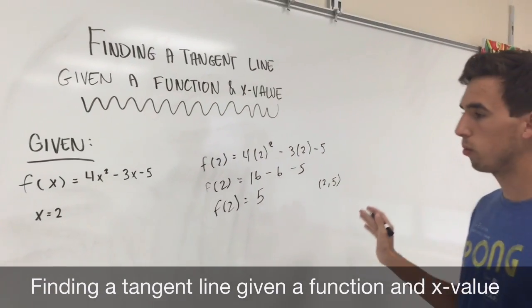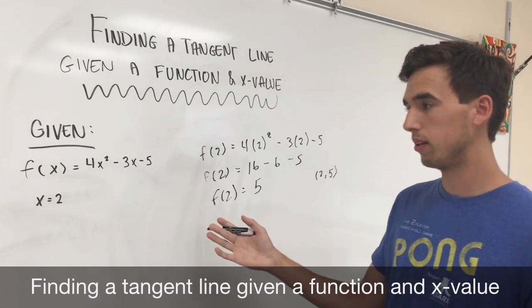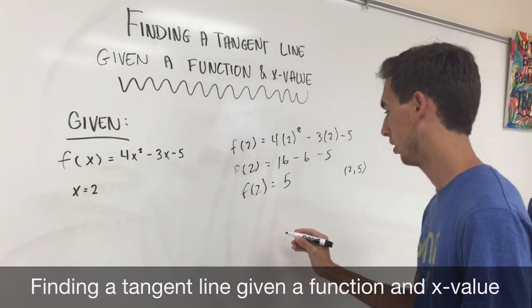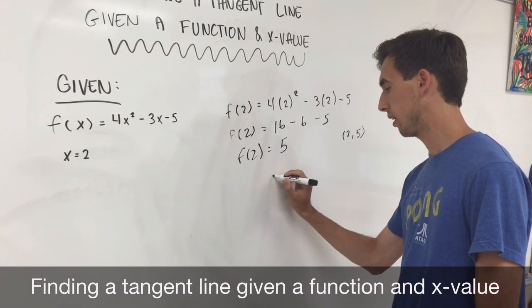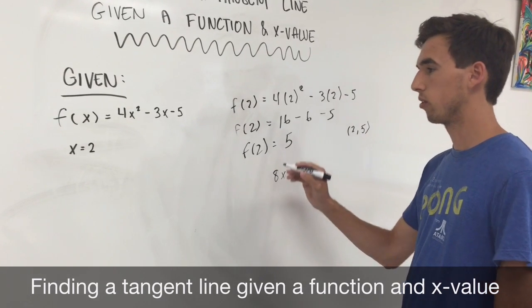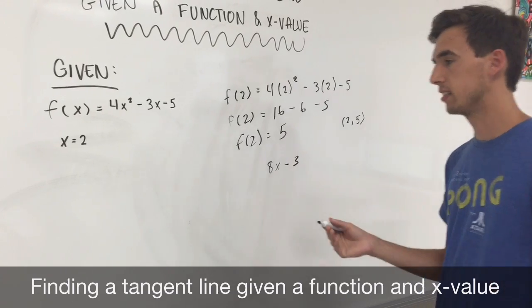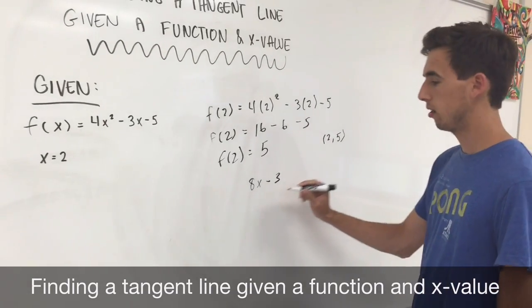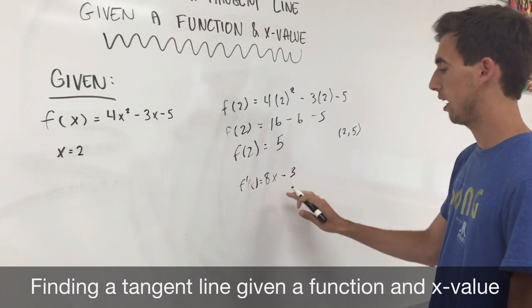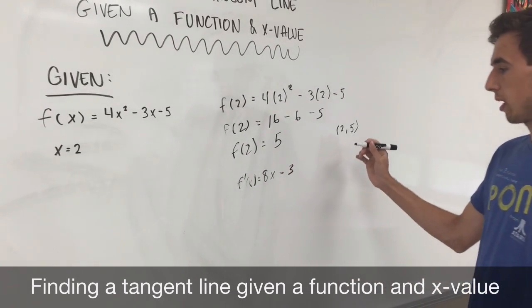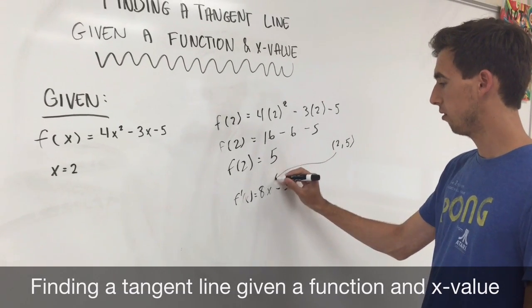Now that we've calculated our point, we have to calculate the slope. To do that, we take the derivative of the function. The derivative of 4x squared, bringing down the 2, is 8x. The derivative of 3x is just 3, and the derivative of a constant is 0. So now we know f prime of x equals 8x minus 3.